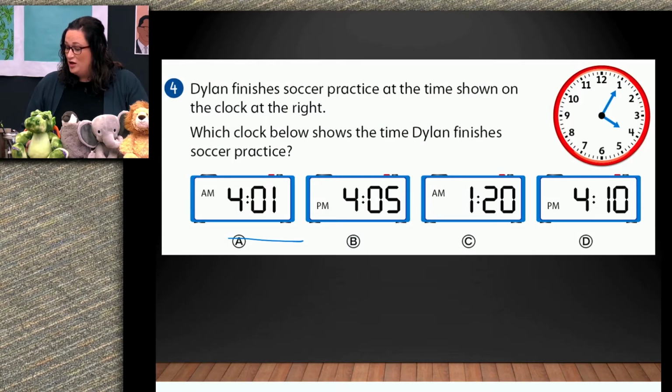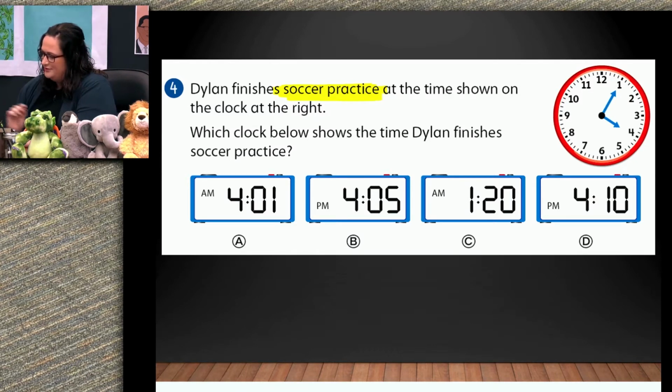Dylan finishes soccer practice at the time shown on the clock at the right. Which clock below shows the time Dylan finishes soccer practice? There's an important piece of information in there. Soccer practice. When do we usually have soccer practice? After school. Think about that.